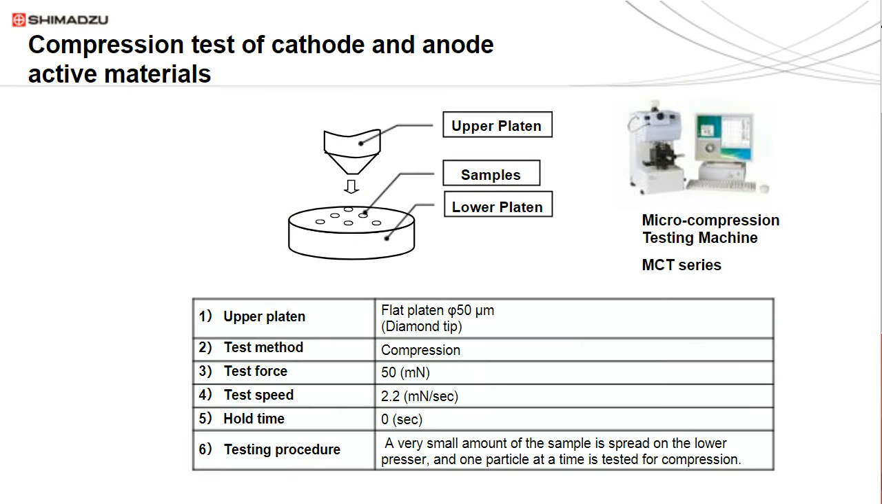As an example, 2 different types of cathode materials were tested with the MCT. Samples were dispersed on the lower platen, and a single particle was identified using the microscope. The diameter of the particle is measured with the microscope. Then a compressive load was applied using a 50 micron compression platen up to 50 millinewtons.